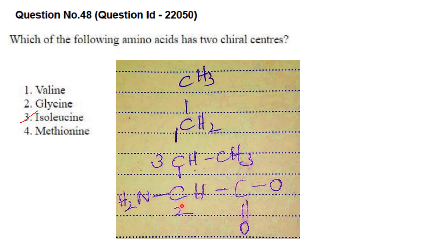So it is one chiral carbon, and the third one, C3, is also attached to 4 different groups: H, CH3, CH2, CH3 and CH, COO, NH2. So carbon 3 is also a chiral carbon. So the amino acid with 2 chiral centers is isoleucine.